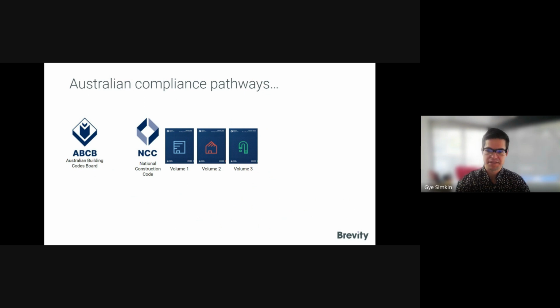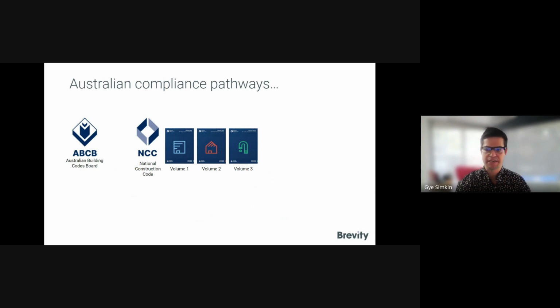And the NCC categorises all the different types of buildings in Australia into class levels ranging from class 1 to class 10. Looks like I might be having a bit of a lag on my video there, so sorry about that, team. And compliance in Australia can be achieved through various pathways.